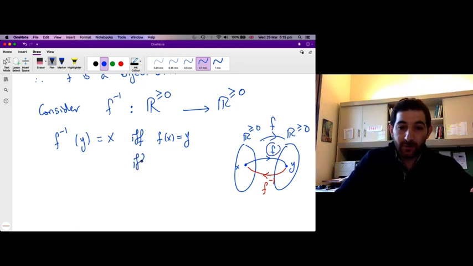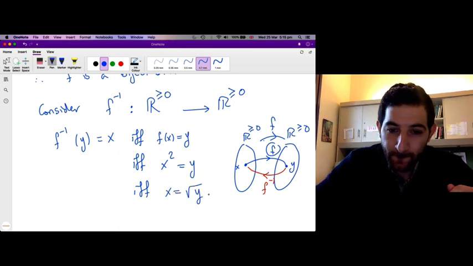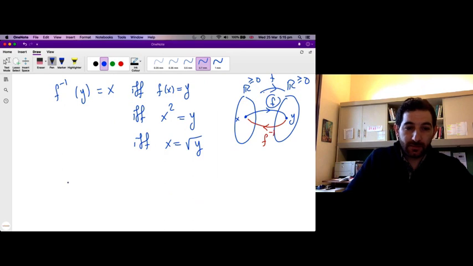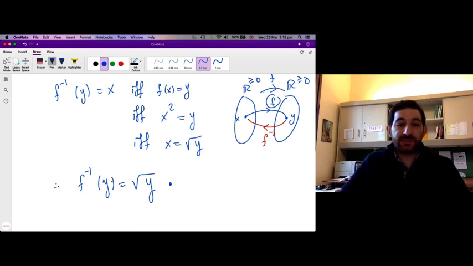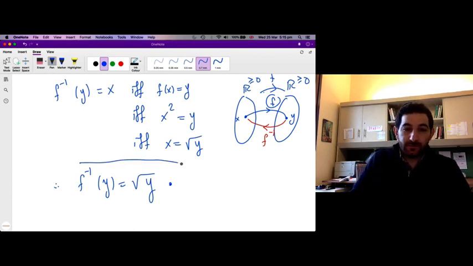Now, what is f of x? It's x squared, which is equal to y, and since both are non-negative, this means that x is the square root of y. Therefore, f inverse of y is x, but what is x? It is the square root of y. So this is the inverse function of f. It takes y as an input and produces its square root as an output.